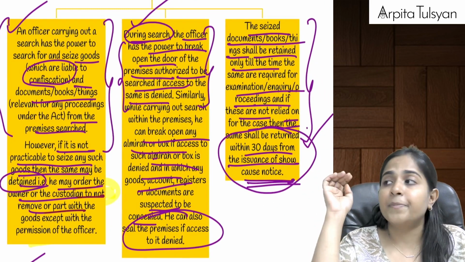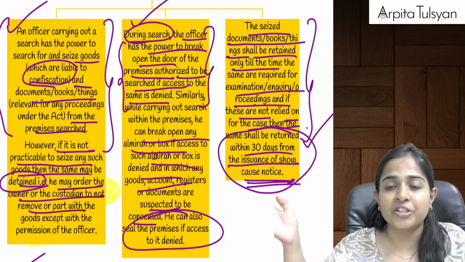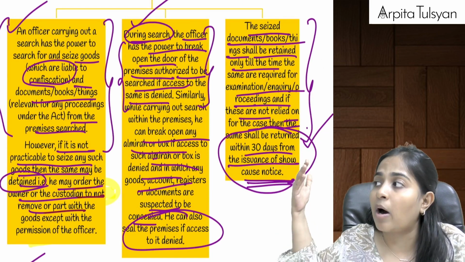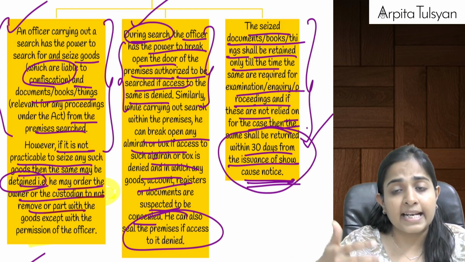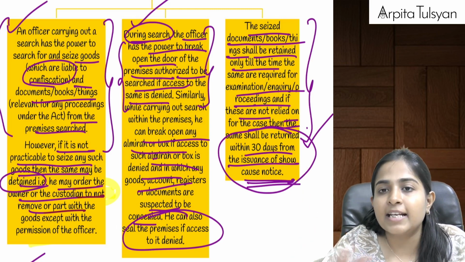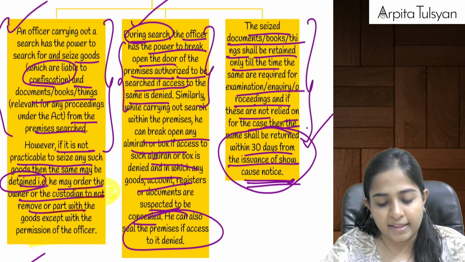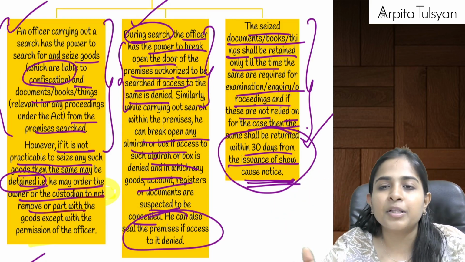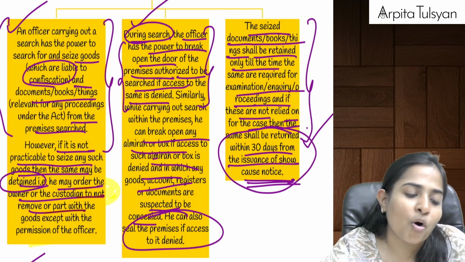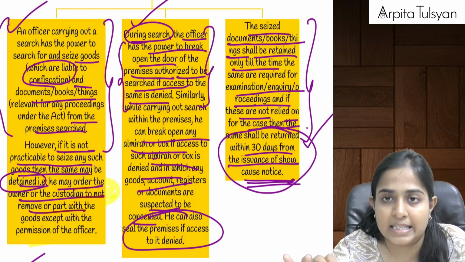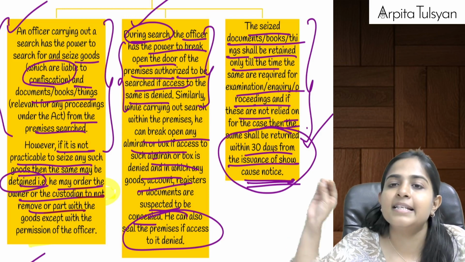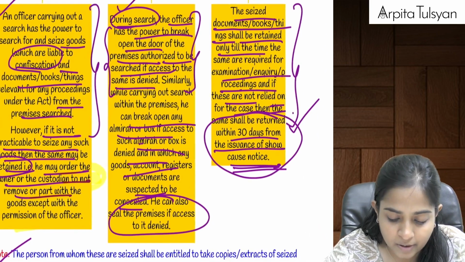Now sometimes, when he is searching a premises, he finds a box or an almirah, etc., which is locked, and he is not getting access to it. Then he has the power to break open, darwaza tod do. He has the powers to break open that box, almirah, and all those things if it is suspected that there is something hidden in that cupboard or almirah.